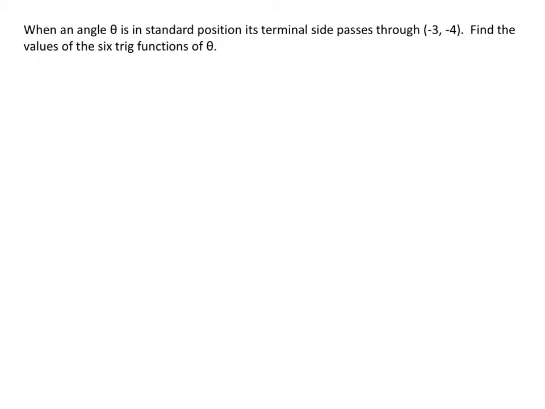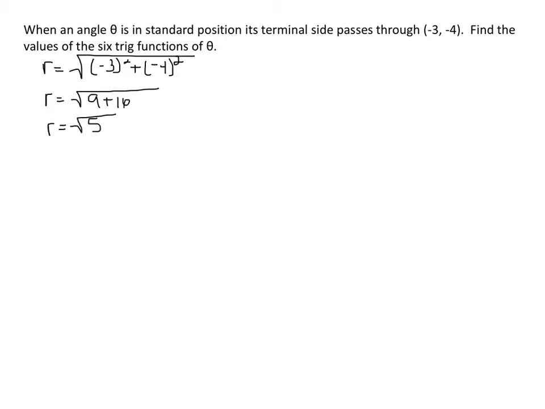Here's the first example. We have an angle in standard position, and its terminal side passes through -3, -4. Find the values of the 6 trig functions of theta. Well, that's pretty simple. We always know the first thing we need to do is calculate the value of r, and that is the square root of -3 squared plus -4 squared, which means that would be 25, so r is equal to 5.